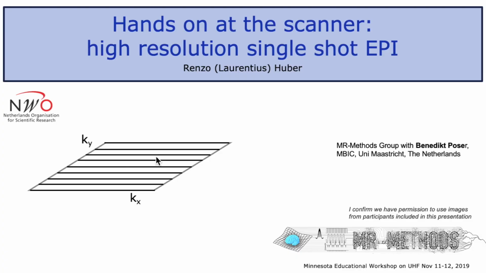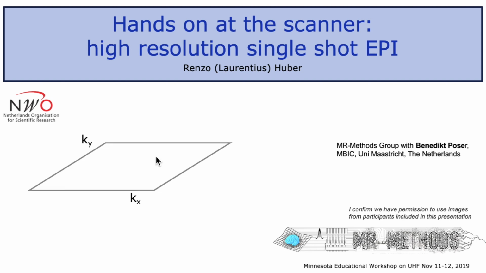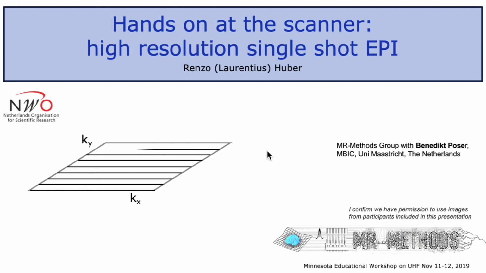You probably know that single-shot EPI is nothing else than just acquiring every point along this line of going back and forth and back and forth and back and forth in this kind of two-dimensional k-space. And there's really nothing more to it. It's as simple as that. And we will not talk about anything more complicated than this simple case of going back and forth and back and forth and back and forth.